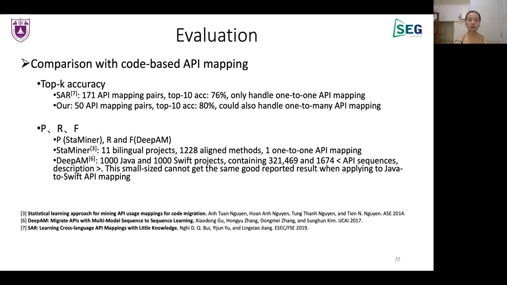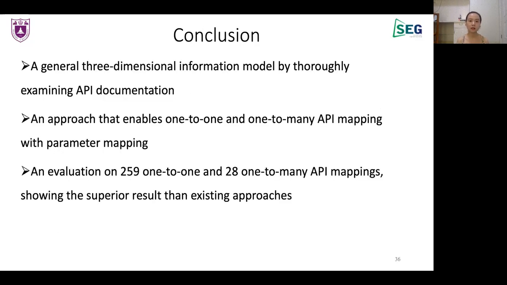Our approach is slightly superior to SAR in top 10 accuracy, and our approach can handle one-to-many API mapping, but SAR cannot handle it. For PRF, we compare with StarMiner and DeepAPI. For StarMiner, we use 11 bilingual projects, but it can only find one-to-one API mapping. For DeepAPI, we find that the small size cannot get the same good reported result when applying to JavaScript API mapping. In the end, we give the conclusion.